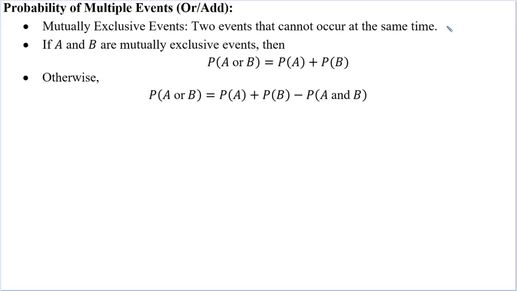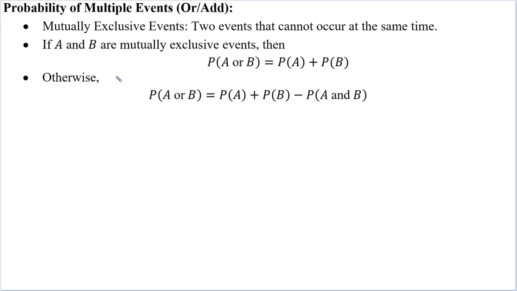First thing we need to distinguish between is mutually exclusive events. Those will be two events that cannot occur at the same time. So if A and B are mutually exclusive events, then the probability of A or B happening will just be the probability of A plus the probability of B.